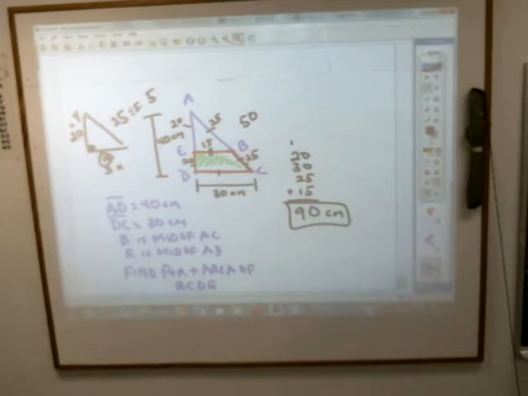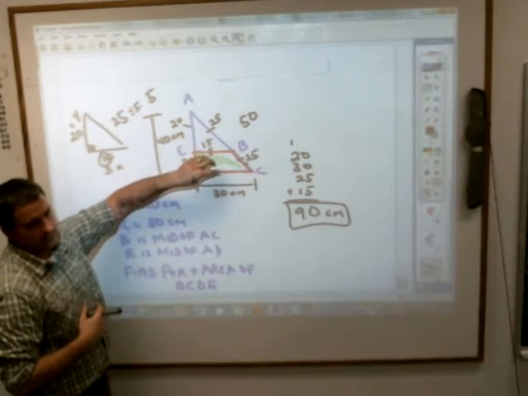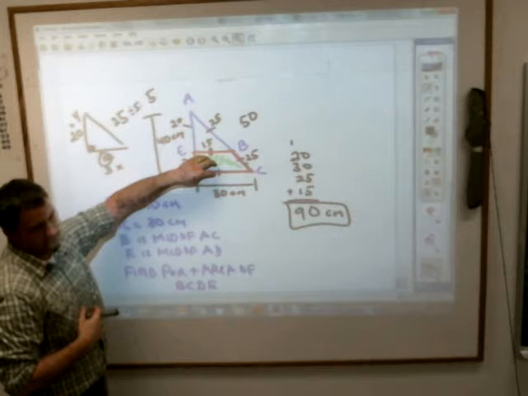Now, back to the area. I've done half of it. How do I find the area of that? Well, we do have a formula for the area of a trapezoid, but I don't think I've given it to you. You don't need that formula. How would you find the area of this piece here? Ashley?